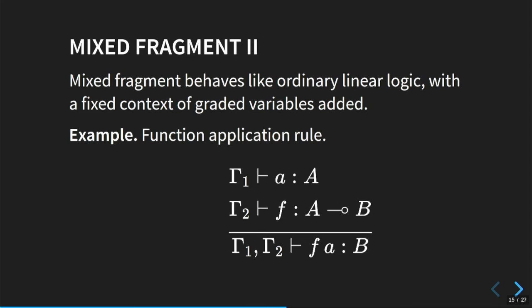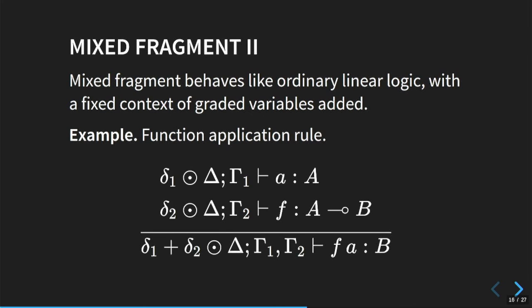And this behaves essentially just like ordinary linear logic. So this is just the ordinary function application rule from linear logic. And then we also have these graded assumptions that are present throughout all of these judgments. So this is the actual rule. We have a fixed context delta of graded assumptions. And the grades here are added together because we need to compute both things in parallel.